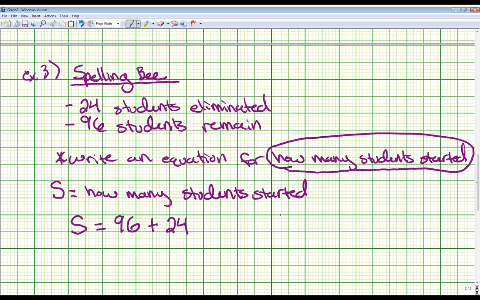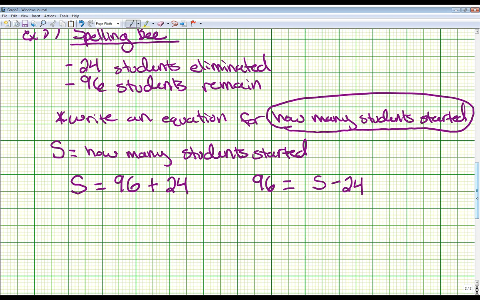You could actually rewrite this in a different way if you wanted to. What if we started with 96 in the front? So 96 students are what remain. If we kind of rearranged this equation, you could take the number of students that started and subtract 24, and you would end up getting 96 as well. So there's multiple ways of writing equations when it comes to these kinds of questions. So some of these, if you do on an example or on a test or on an assignment, there could be multiple answers. And that brings us to the last example for the lesson.